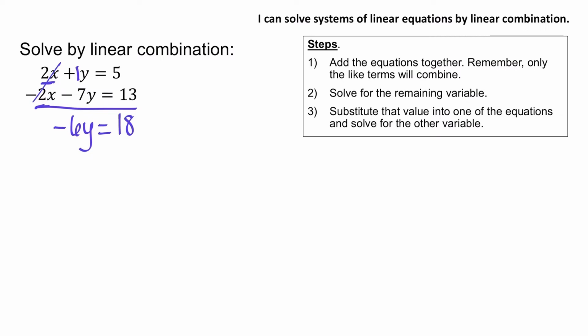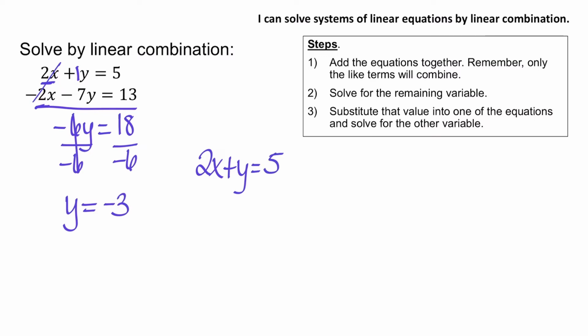Now to solve this equation for y, I'm going to divide both sides by negative 6. When I divide both sides by negative 6, this negative 6 will cancel, leaving me with just y. And then I have 18 divided by negative 6, which is negative 3. Now I'm going to go back to my equations and pick one of the equations. I'm just going to pick the first one, 2x plus y equals 5. And I'm going to substitute in negative 3. So I have 2x plus negative 3 equals 5, which gives me 2x minus 3 equals 5.